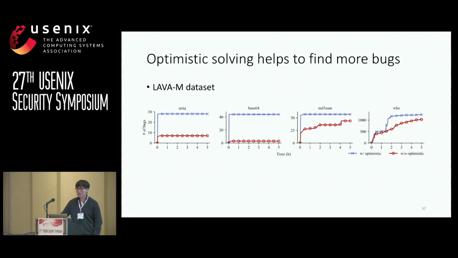This optimistic solving really helps to find more bugs. This is the result from the LAVA-M dataset, which injects some hard-to-find bugs in real-world software. The x-axis is time elapsed for testing. We ran QSYM for 5 hours. And the y-axis is the number of bugs found by QSYM. You can see the blue line, which is QSYM with optimistic solving, dominates the red line, which is QSYM without optimistic solving. So optimistic solving really helps to find more bugs.